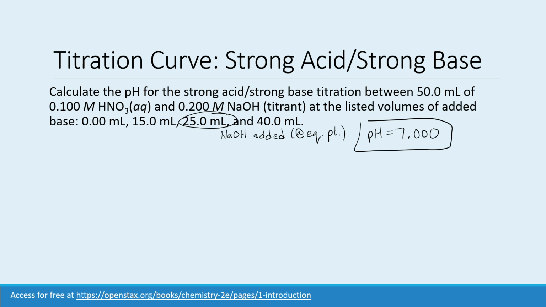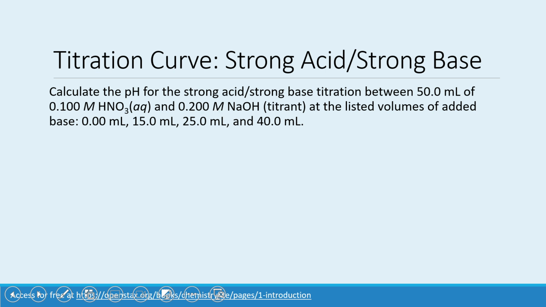If you know that you have a strong acid and a strong base, and you know that you're at the equivalence point, pH is equal to 7. Again, you've only got water, a sodium ion, which is inert, and the nitrate ion, which is also inert because it's the conjugate of the strong acid.